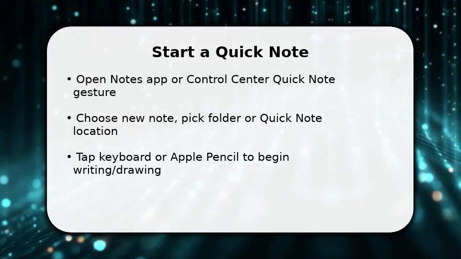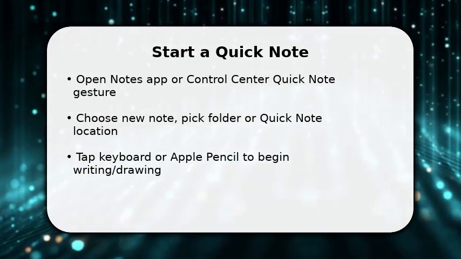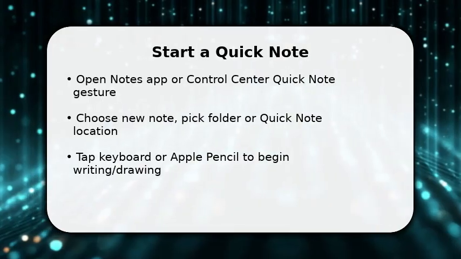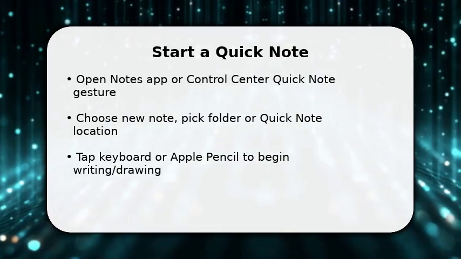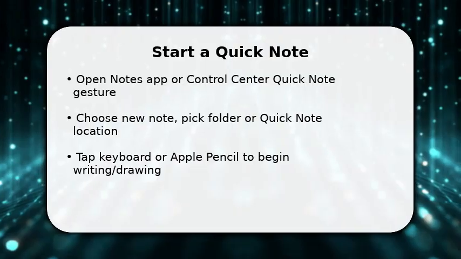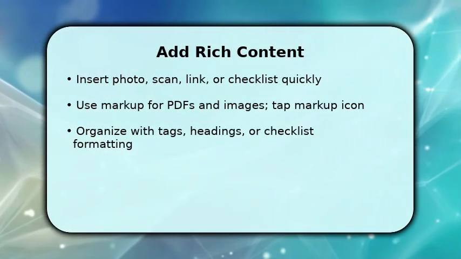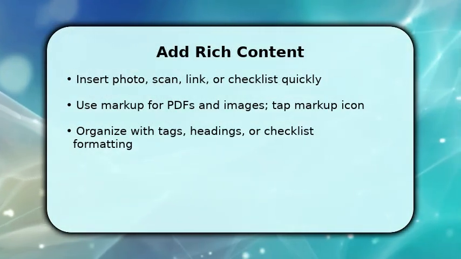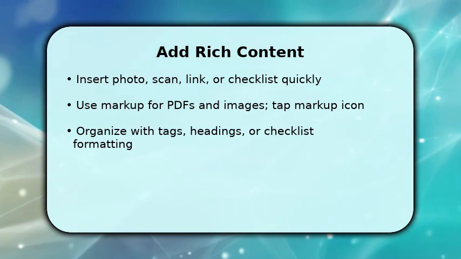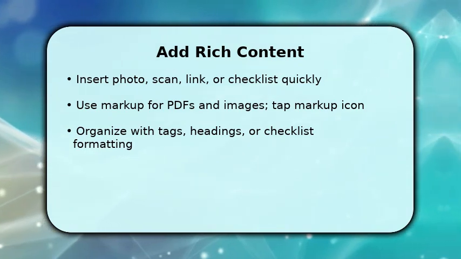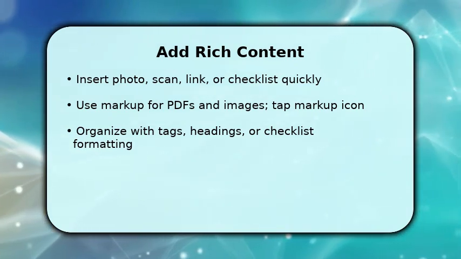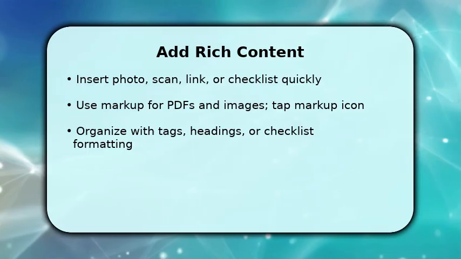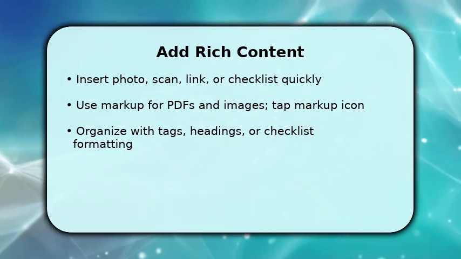Once you have a title, add one-line context, date, app reference, or short tag. Make sure to pin or favorite the note so you can access it instantly. Now enrich the note. Insert a photo or scan a document to preserve details, or paste a link to the app you were using. Use markup to annotate images and PDFs. This clarifies intent and saves a second step.